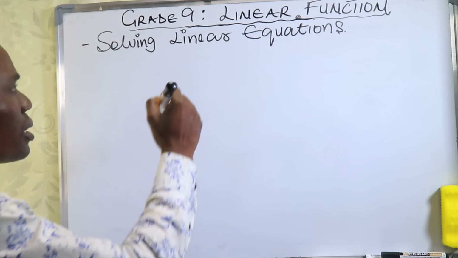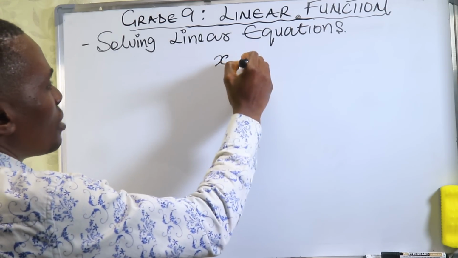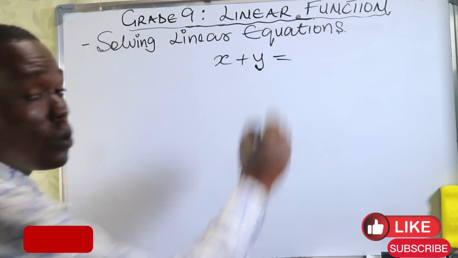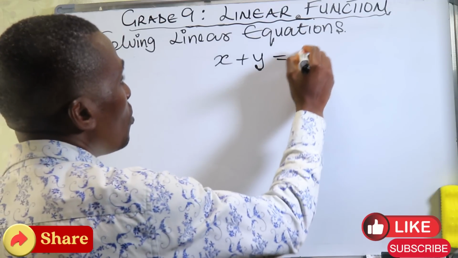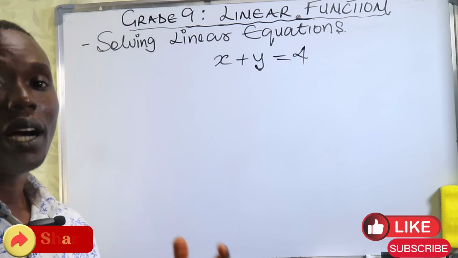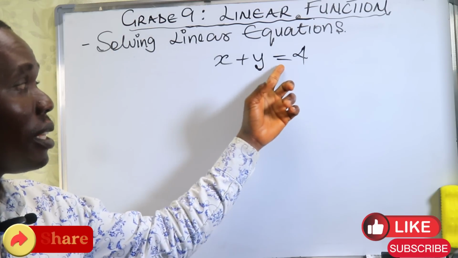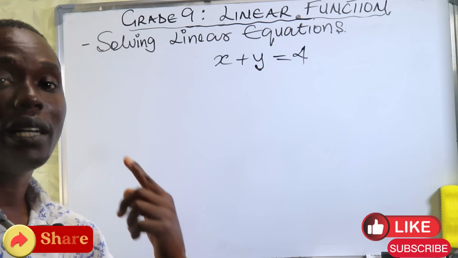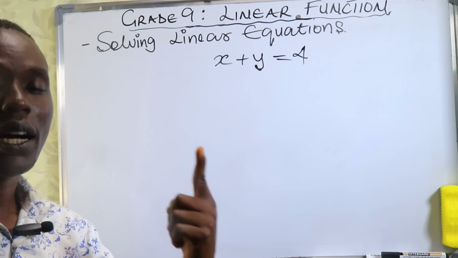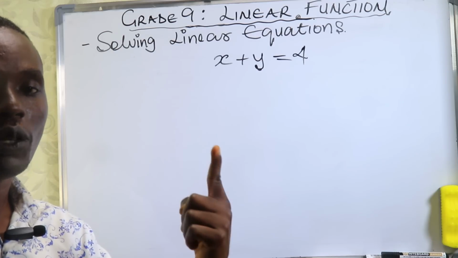Now, let's look at this example. We will have x plus y equal to, let's take it to be 4. Now, this is an algebraic expression having x and y and having an equal to symbol, and it has a degree of 1 and can be called a degree 1 equation.